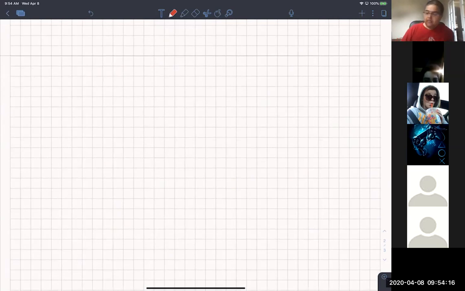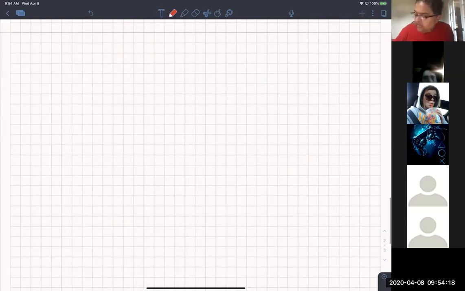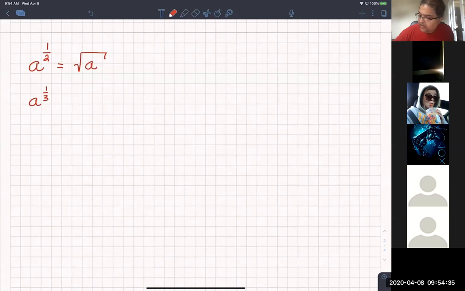Okay. So the last thing I want to talk about was the rational exponents. So we said, remember, exponents can be whole numbers, but exponents can also be fractions. So a to the 1/2 is the same thing as the square root of a. A to the 1/3 is the same thing as the cube root of a. Okay. So we talked about this when we were doing our exponents section. A to the 1 over n is the nth root of a.